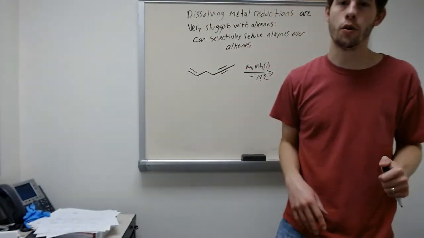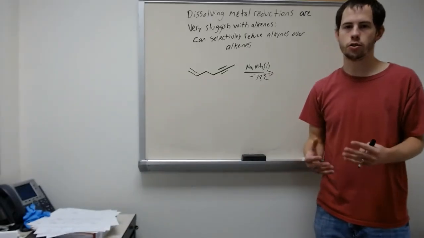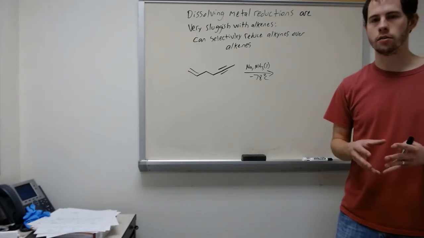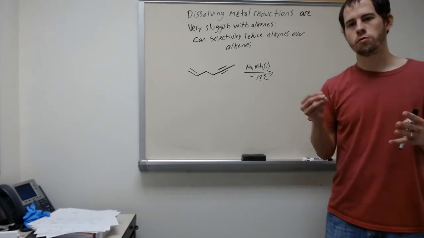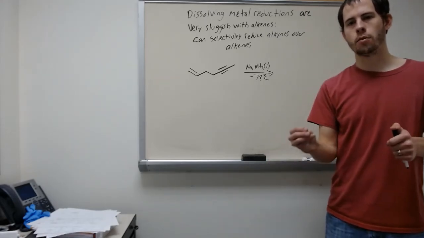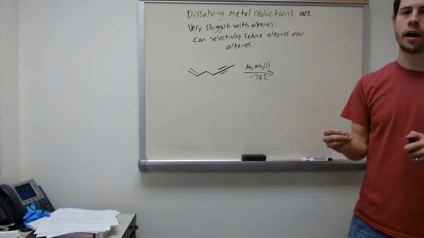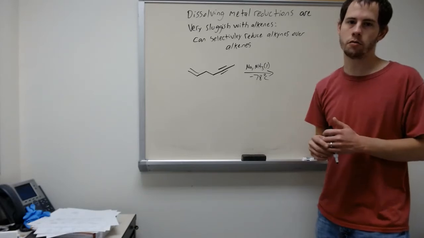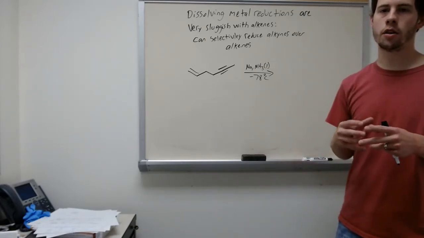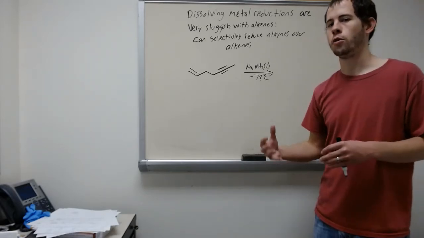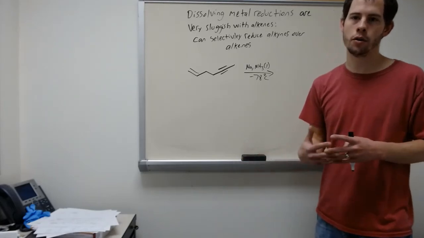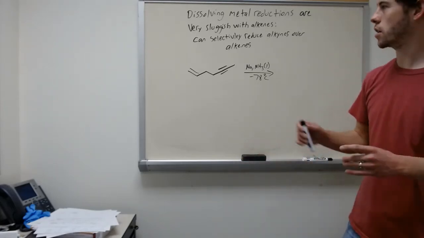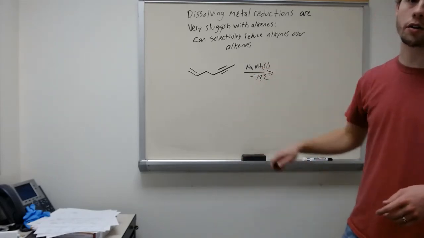All right, so as we've already mentioned, we're able to make trans alkenes from alkynes. And so once we make the alkene, it still has a pi bond, but it doesn't react. And that's because alkenes are very sluggish in the dissolving metal reduction. And so once an alkene is formed from an alkyne, or if there's another alkene in the molecule, it doesn't react. And so we can selectively reduce alkynes over alkenes.